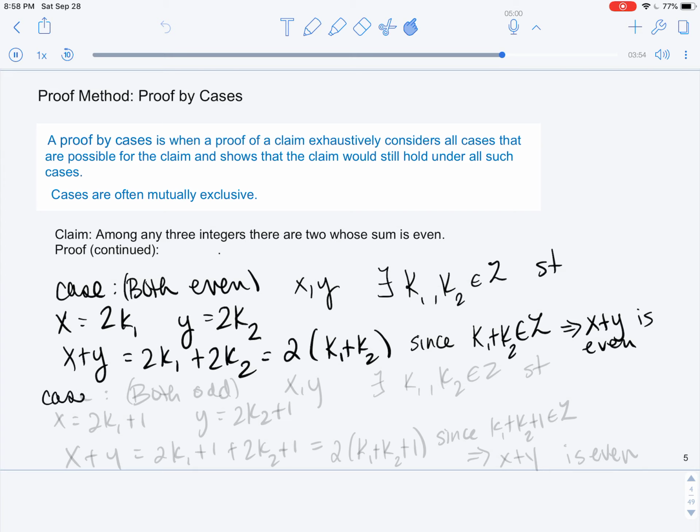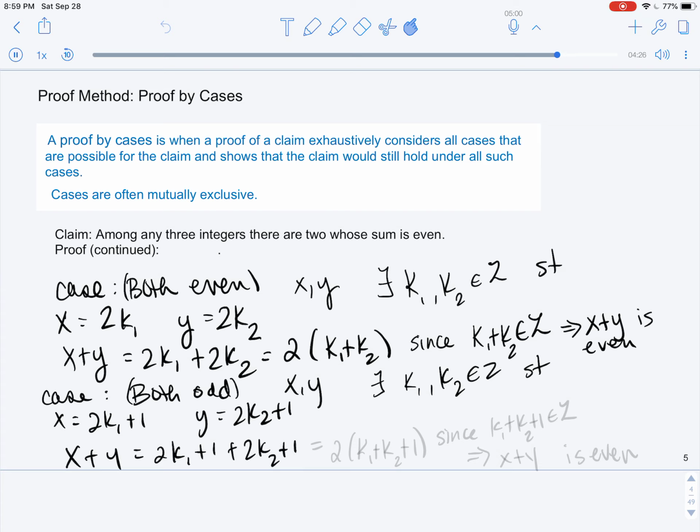Now let's consider the case when they're both odd. Once again, without loss of generality, we're just going to call them x and y. And there exist k1, k2 in the integers such that we can write x as 2k1 plus 1 and y as 2k2 plus 1. When we add them, we are going to get 2k1 plus 1 plus 2k2 plus 1. And then we can see we can factor out a 2, so we're going to be left with 2 times (k1 plus k2 plus 1).